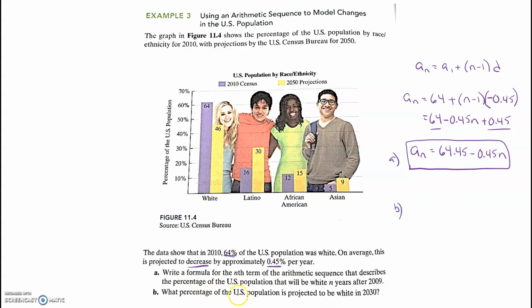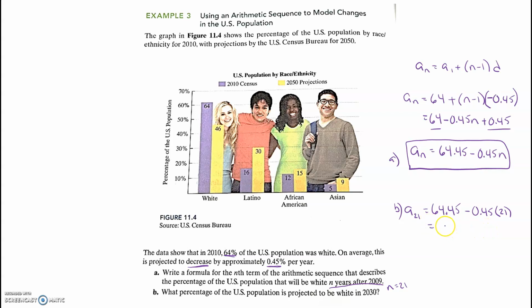Part B says what percentage of the U.S. population is projected to be white in 2030. So remember, n is how many years after 2009. So 2030 is, what, 21 years? So n is 21 in this case. N is going to be 21 because it is 21 years after 2009. So we're going to find a sub 21. So we've got 64.45 minus 0.45 times 21.